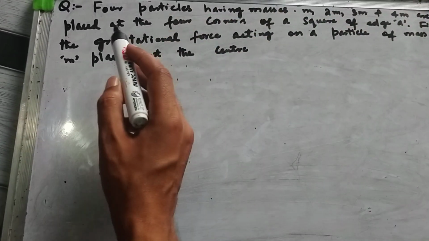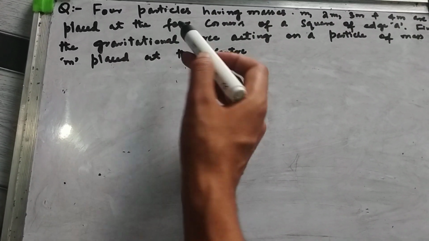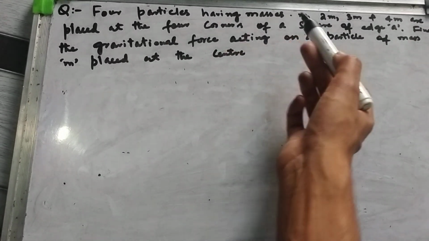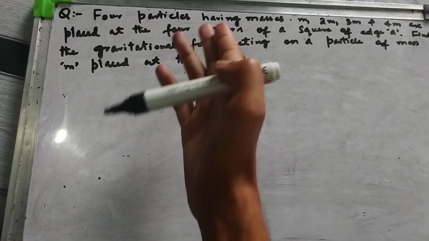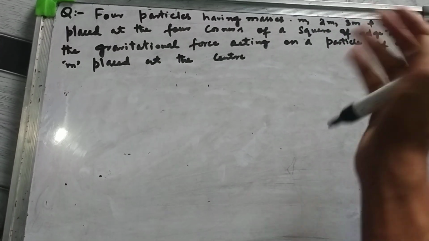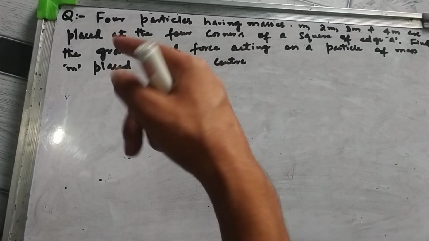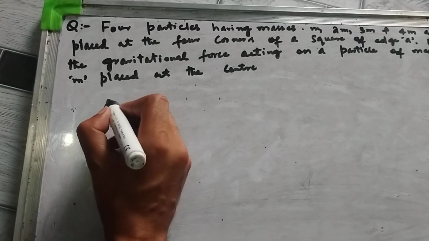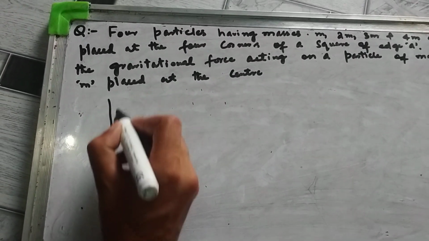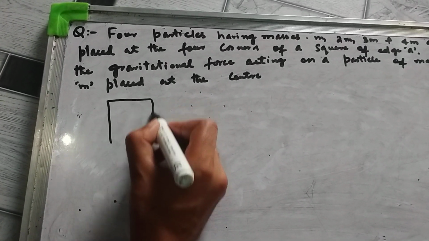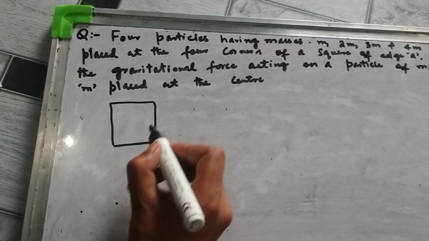Four particles having masses M, 2M, 3M and 4M are placed at the four corners of a square of edge a. We have four masses M, 2M, 3M, 4M placed at the corners like this. I am going to draw a figure. This is a square and four masses are placed.